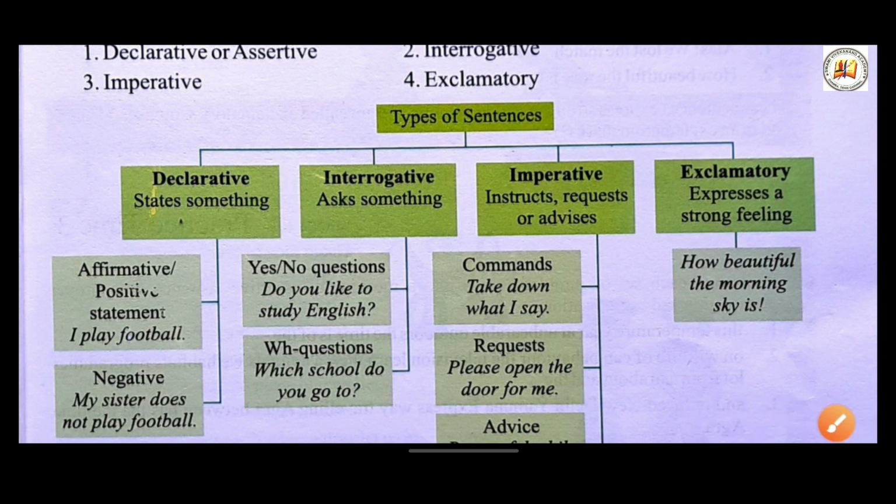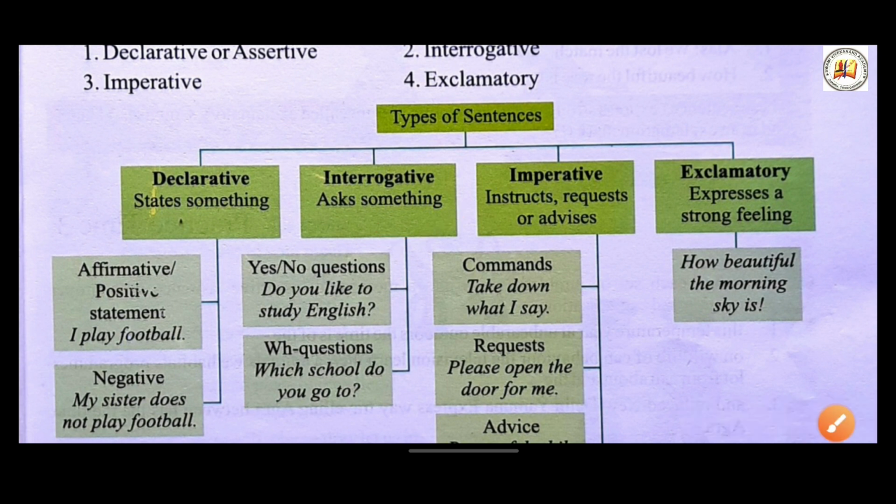An imperative sentence may be an instruction, request, command or advice. That is called an imperative sentence. At last, the exclamatory sentence: whenever we have some sudden and strong feeling and we are expressing it at that time, we can say that is an exclamatory sentence.